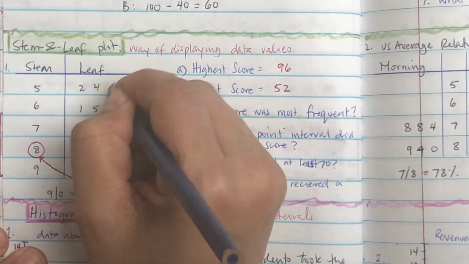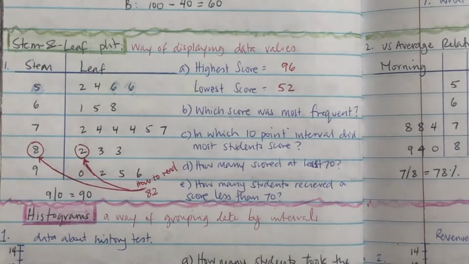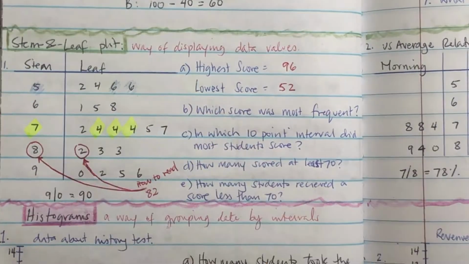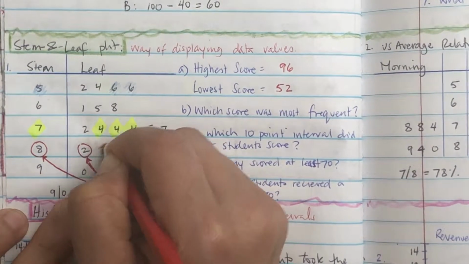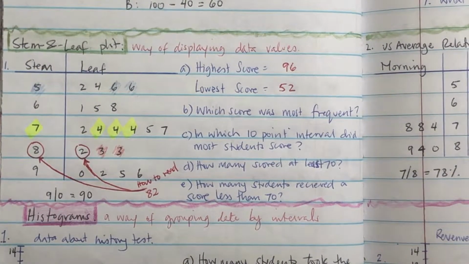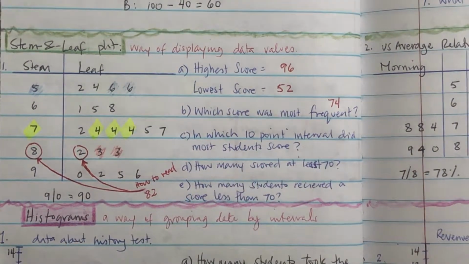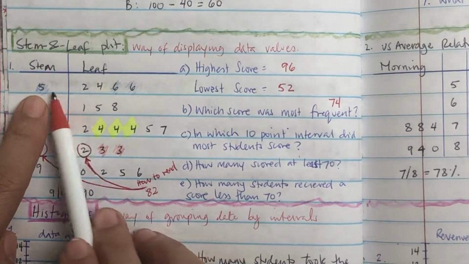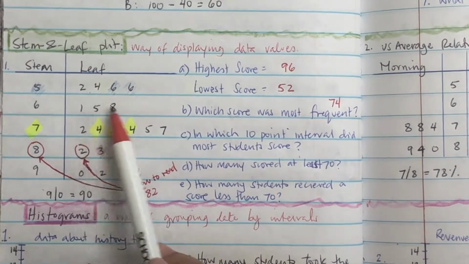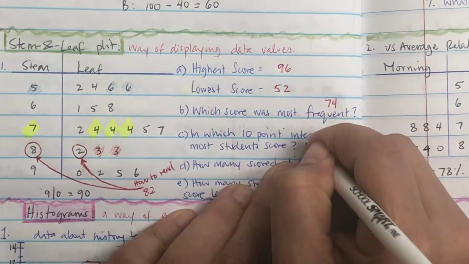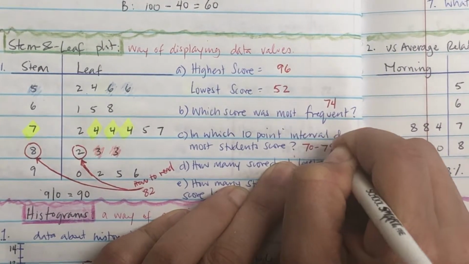Starting at the beginning, I see 2 56s, 74s, I see 3, and I see 283. So which one happens the most? 70. Which 10-point interval did most students score? So where do you see the most numbers? I see the most numbers in the 70s, right? You see that it has the most numbers. So between 70 and 79 was the most.